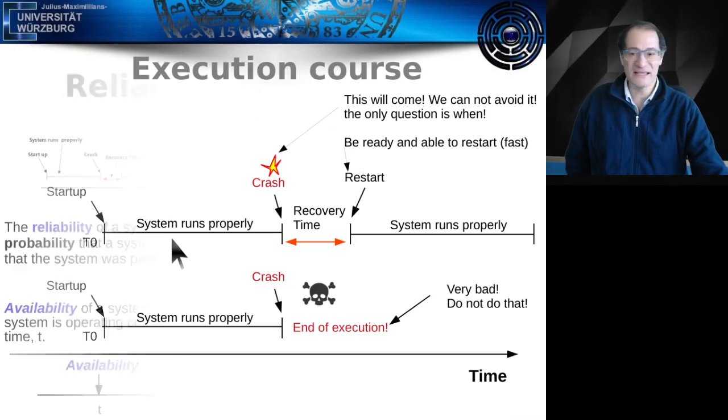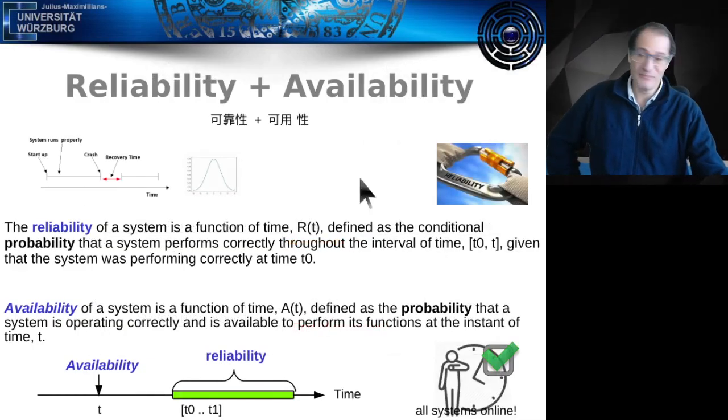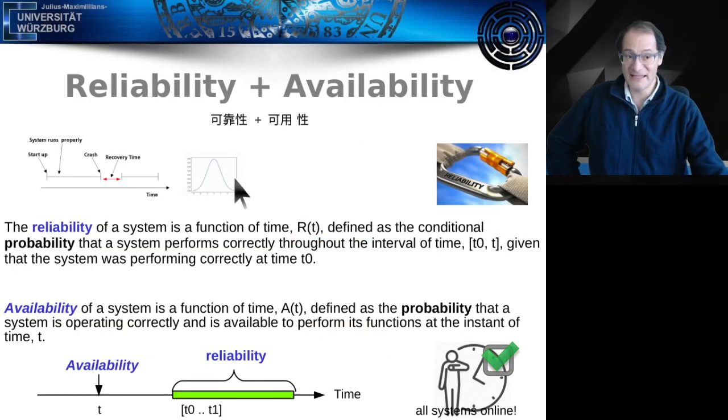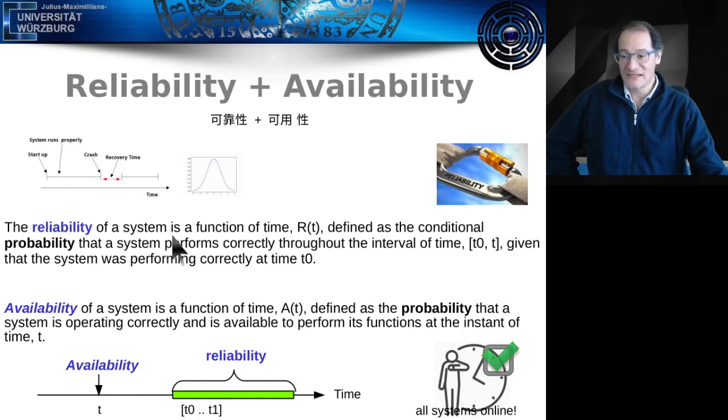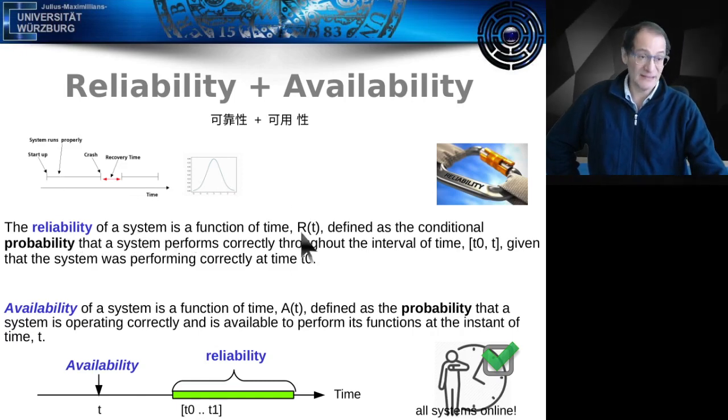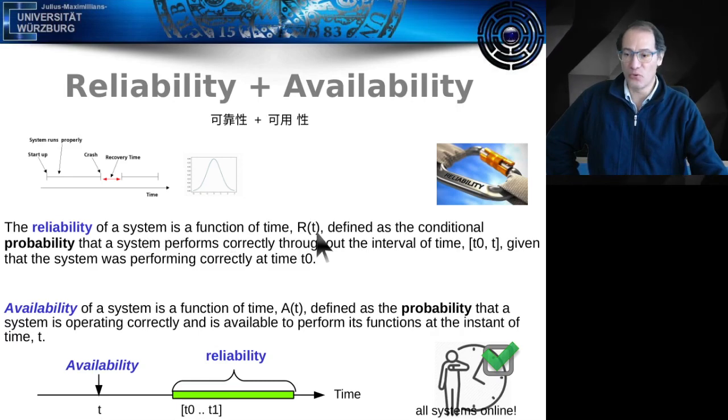Okay, now let's see these parameters. We make some measurements, and remember, these are statistical values. The definition of reliability of a system is a function of time. R is the probability, and this is how long. It defines the conditional probability that the system performs correctly through the time interval t0 to t, given that the system was performing correctly at the beginning, at t0. So this is the reliability, the probability.